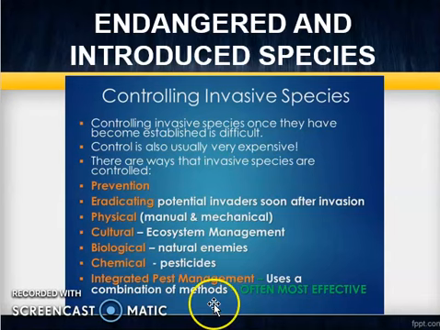So this is some example of the method or practice that we can apply to reduce or to manage the presence of invasive species in a certain ecosystem or in a certain area.